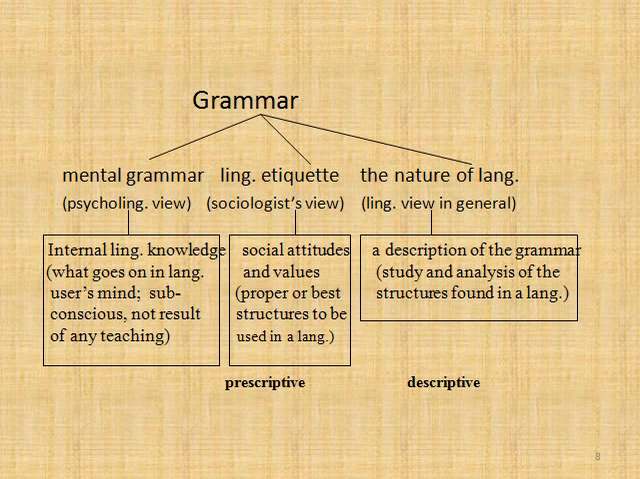Grammar can be divided into three views. The first one is mental grammar. Based on the linguistic view, it means internal linguistic knowledge, what goes on in language users' minds. So it is actually subconscious, not the result of any teaching. It means we know the grammar directly because we don't study it.